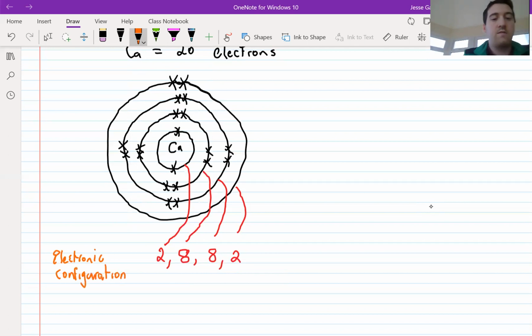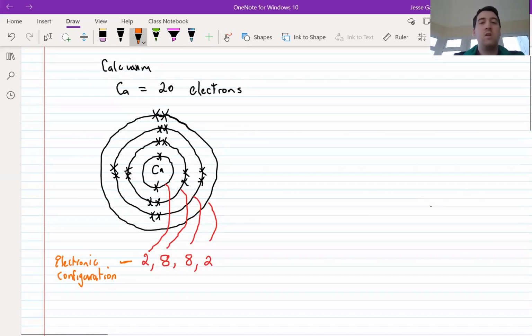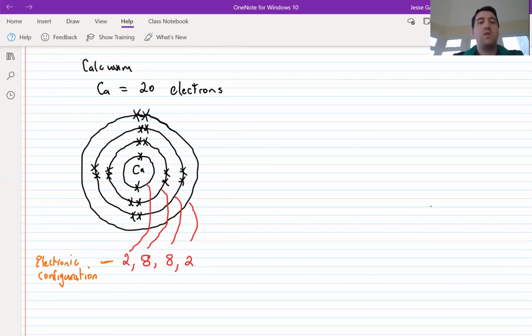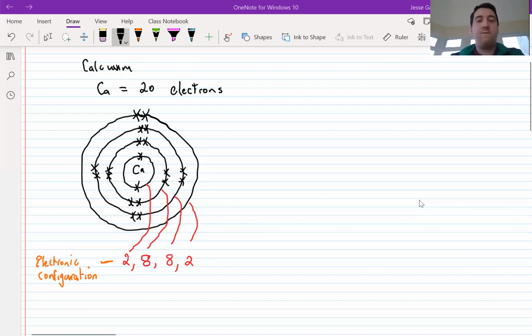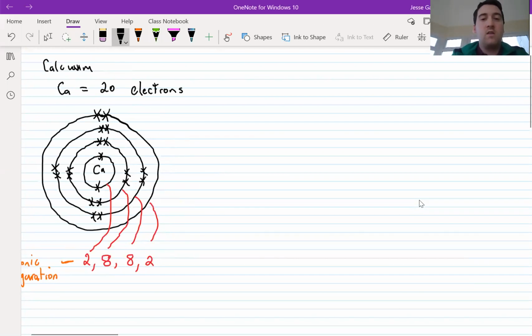Electronic configuration. So the electronic configuration for calcium would be 2, 8, 8, 2. You try now. I want you to do phosphorus. Draw an atom of phosphorus, and then tell me the electronic configuration for phosphorus. Pause the video. Do that now, please. Okay, so phosphorus, P, has 15 electrons.